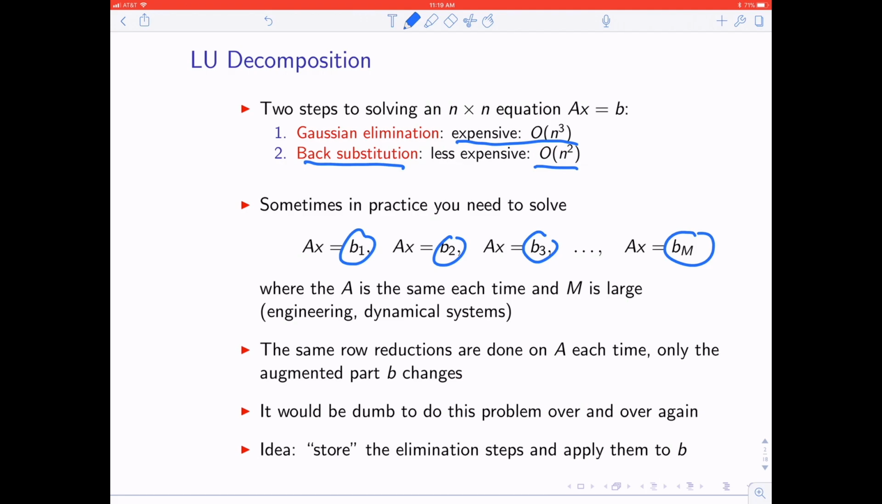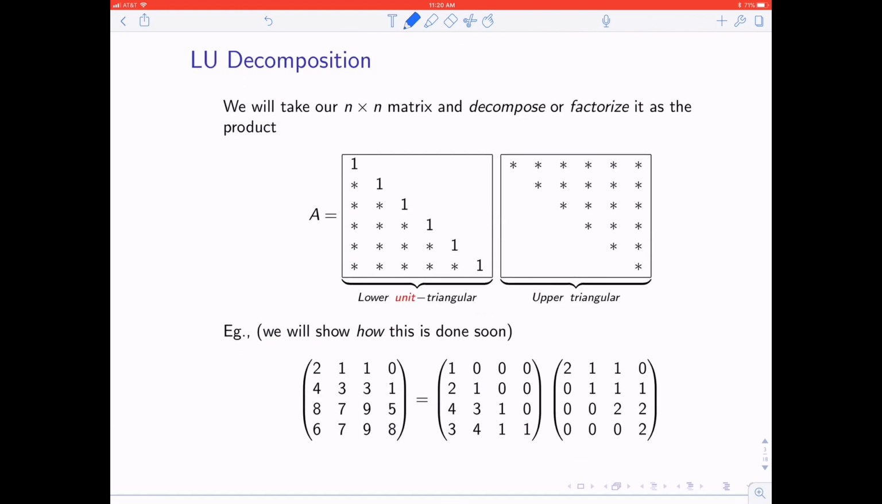And the thing to note is that the matrix A stays the same each time, and all that's changing is the part on the right-hand side that's B. And so it would be, well, dumb is such a strong word, but let's say really inefficient to do Gaussian elimination on the matrix A over and over and over again when A is not changing. So the idea is that you somehow store the Gaussian elimination steps and then apply them to B.